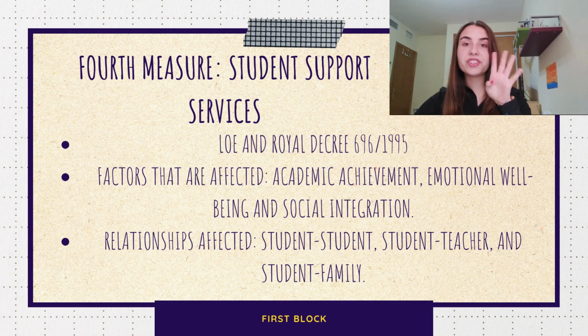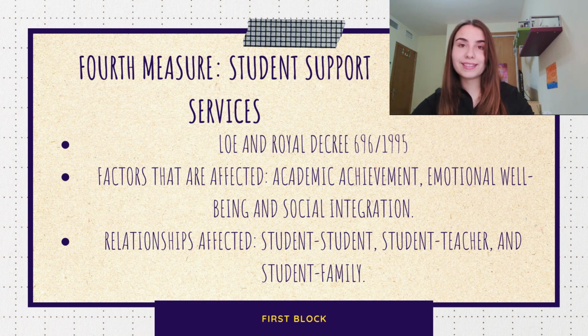The fourth measure is student support services. This is very appropriate as enhancing assistance caters to a variety of educational requirements and promotes fairness. The LOE and Royal Decree of 1995 regulate educational services for students with special needs. The factors that are affected are academic achievement, emotional well-being, and social integration. The relationships that are affected are student-student, student-teacher, and student-family.